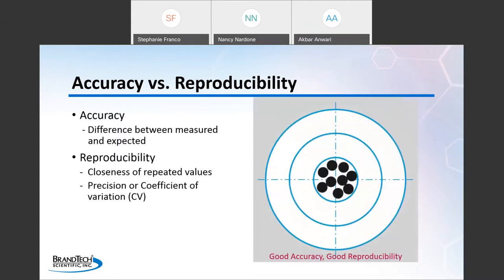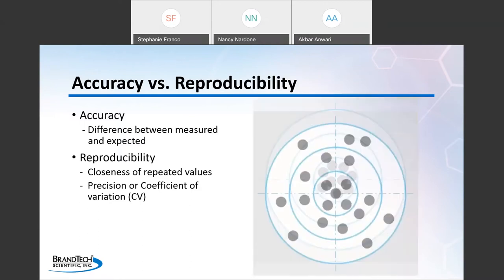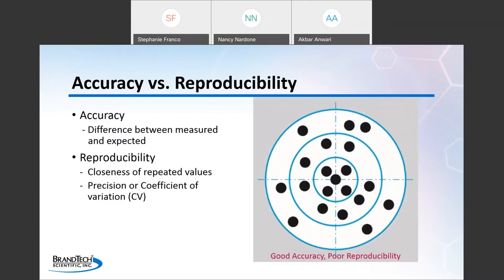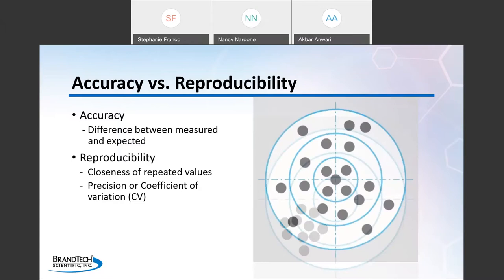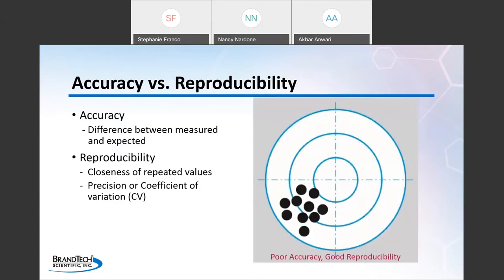In this first example, the average of the measurements is close to the target or expected value, so the accuracy is good. And the measurements are all also very close together, so the reproducibility is also good. In this second example, the mean of the measurements will be close to the expected value, so the accuracy is good, but the measurements are not close together, resulting in poor reproducibility or a high CV. And then in this third example, while the measurements are very close together, so the reproducibility is good, the mean of the measurements is not close to the expected value, resulting in poor accuracy.